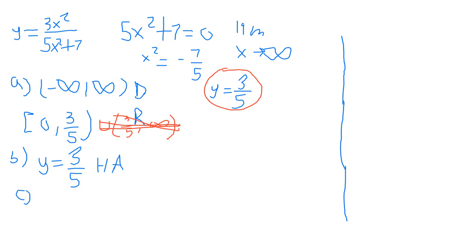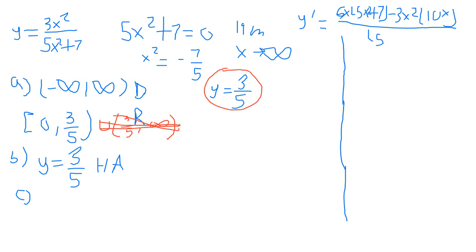Okay, now C. For C, we're told to find the critical numbers. So first, what we have to do is find the derivative of this. So our y prime would be equal to the derivative of this, so 6x times the bottom function, 5x squared plus 7, then subtract from this 3x squared times the derivative of 5x squared plus 7, which is 10x. And then all of this would be over our bottom function squared, so 5x squared plus 7 squared.